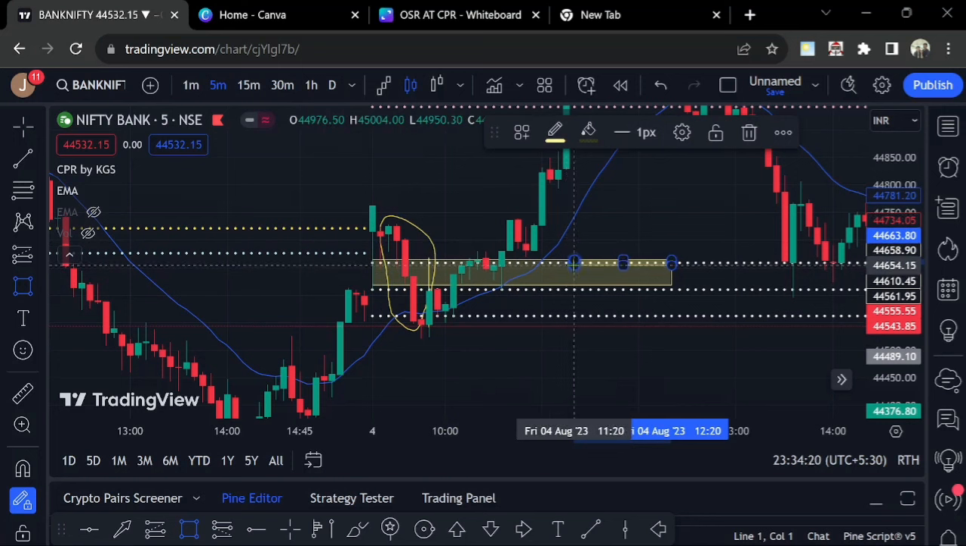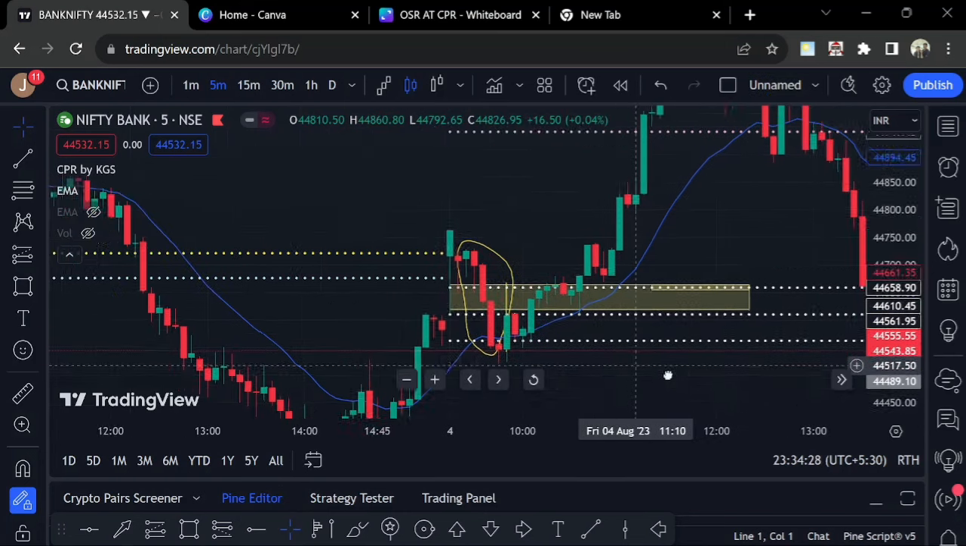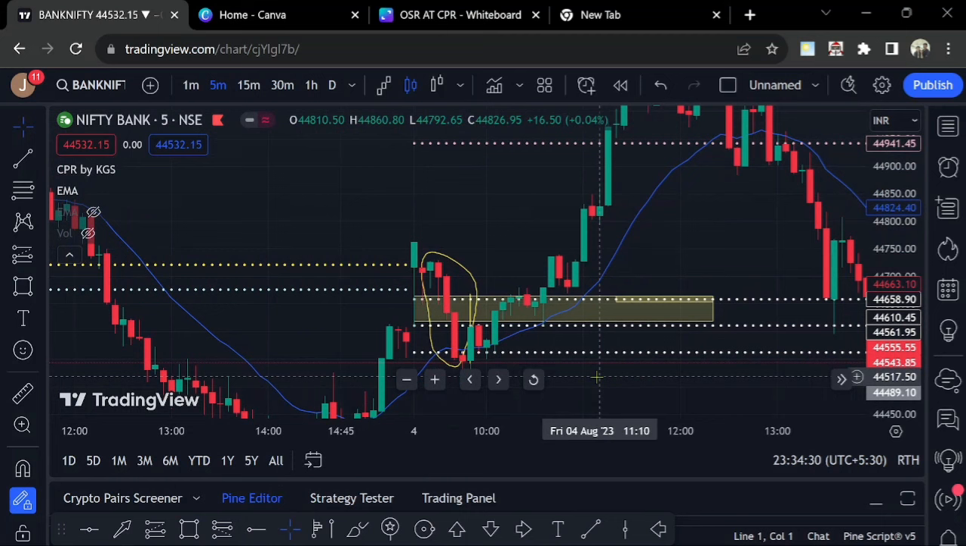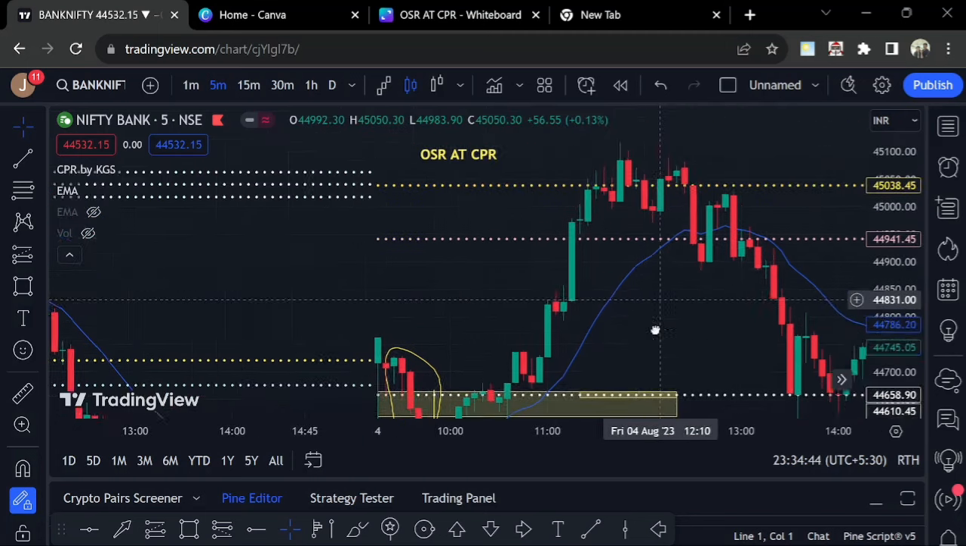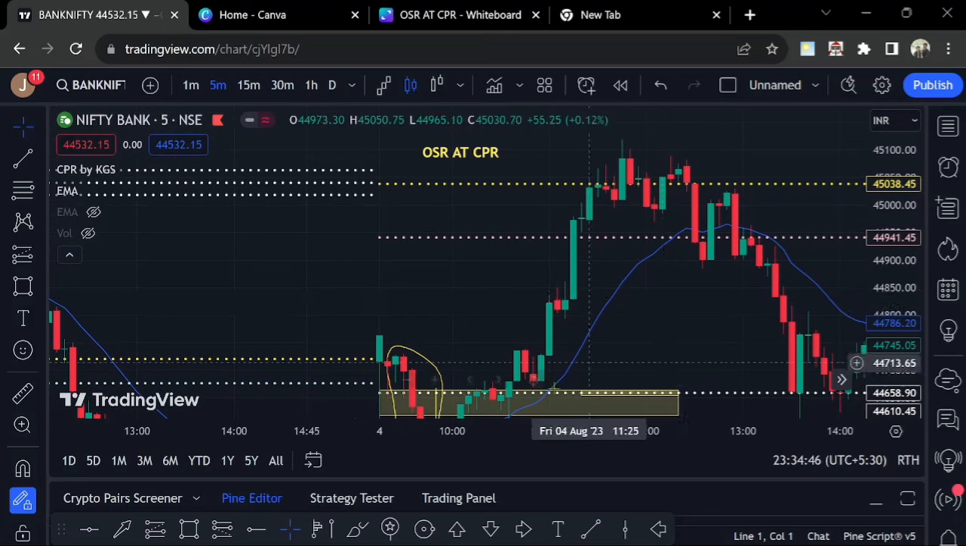If you are a pure price action trader, you should not enter in this candle. You should wait for the reversal, because you are waiting for the OSR pattern and you are supposed to trade only in that pattern. And if this area is broken, what happens? All the stop loss buy orders trigger and it gives a violent move on the upside. You see how beautiful the move is coming.